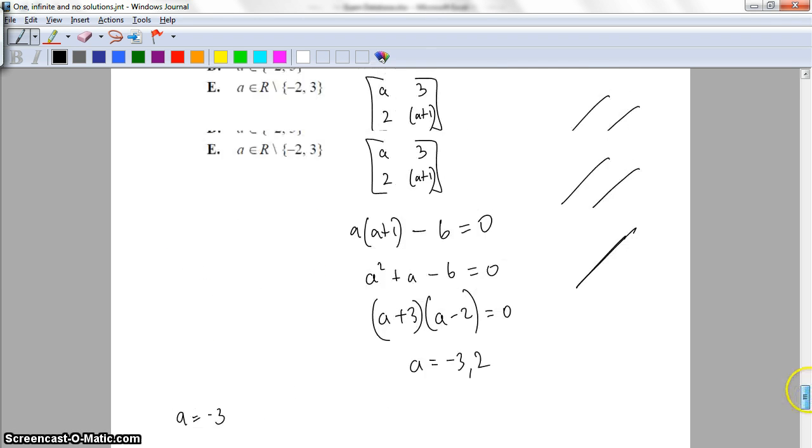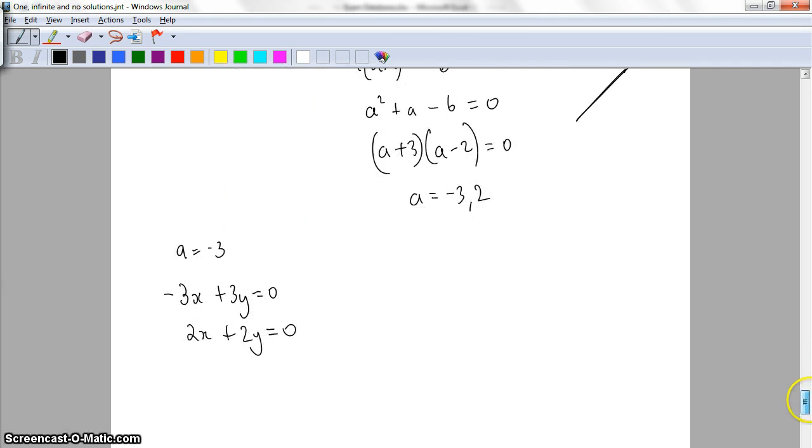And hopefully we get minus 2y. I knew that there was a mistake somewhere. Okay, so as you can see, these two graphs are exactly the same. If you rearrange both of those, you're going to get y equals x for both of them. So if a equals negative 3, then these graphs are in fact exactly the same. So this one is infinite.